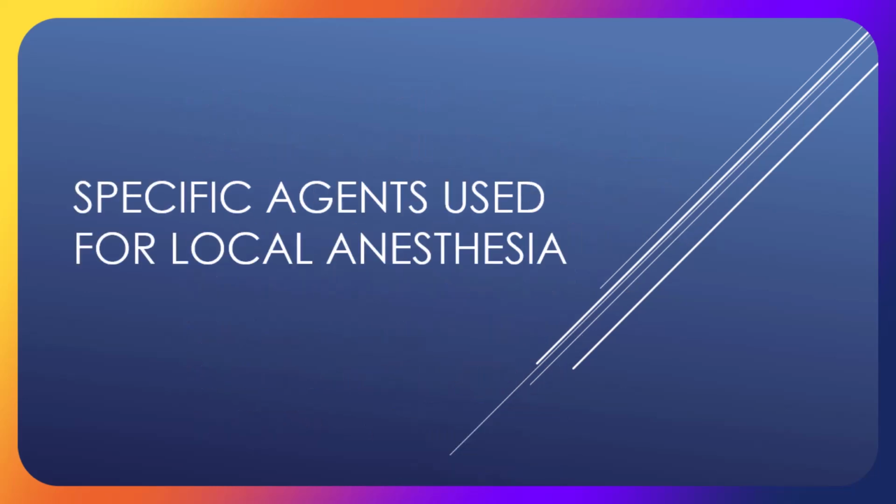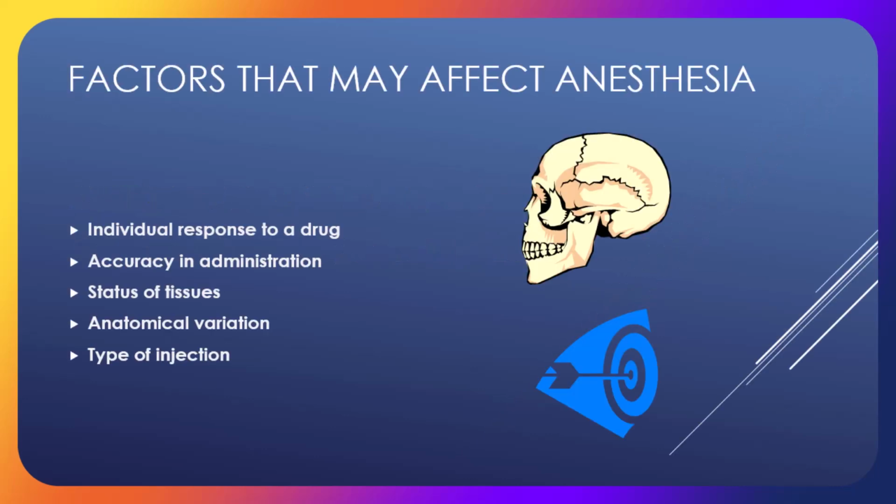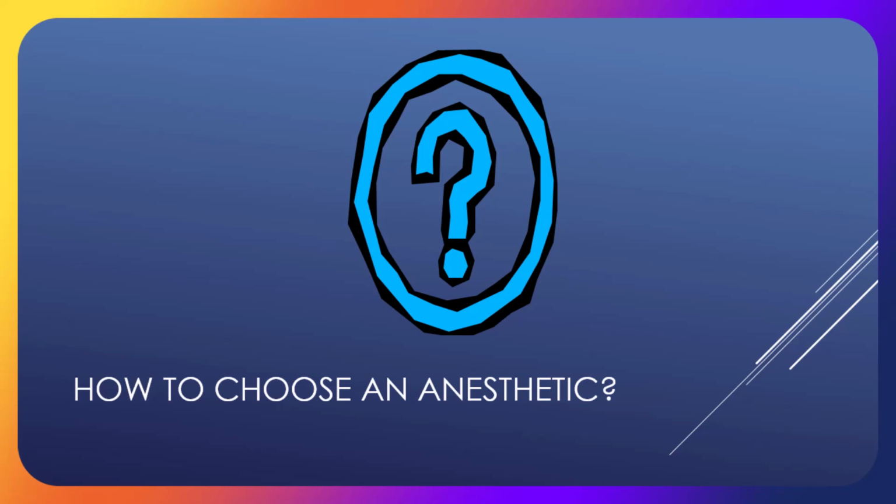There are some specific agents that we use in local anesthetic, and we need to know these because when we do calculations, we need to know that it's 2% lidocaine or 3% mepivacaine. Factors that can affect anesthesia and that we have to consider when deciding on what anesthesia we're going to use are the individual response to a drug, how accurate we are in our administration, the status of the tissues, is there any infection present, do we have a lower pH situation, is there any anatomical variation with the placement of the injection, and what type of injection it is, and how to choose an anesthetic.